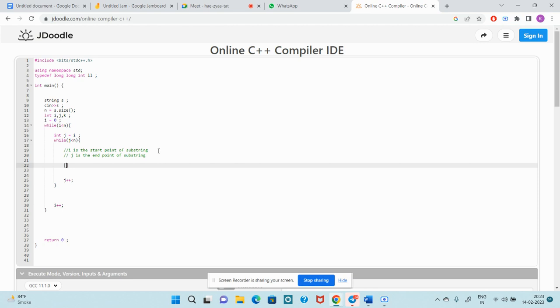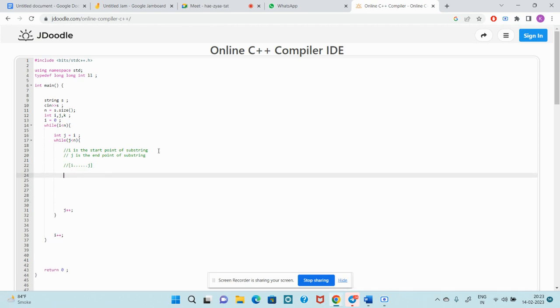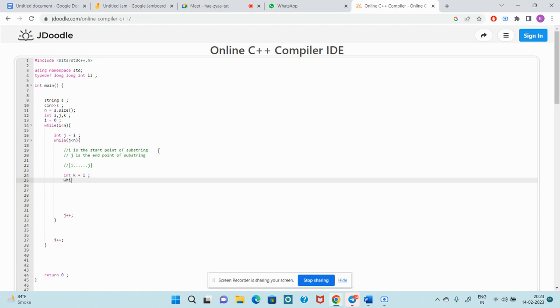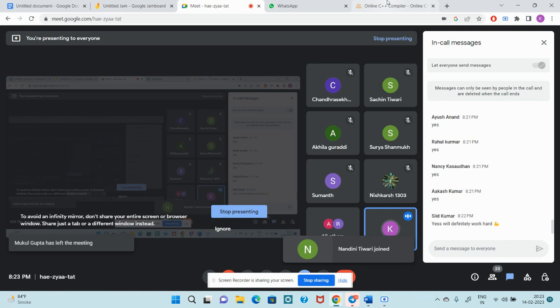So guys, now we have the substring which starts at i and ends at j. Guys, how to check if this is a palindrome? I can start a k loop, k equal to i, while k less than or equal to j. I'm just iterating the string from i to j because my string starts at i and ends at j.